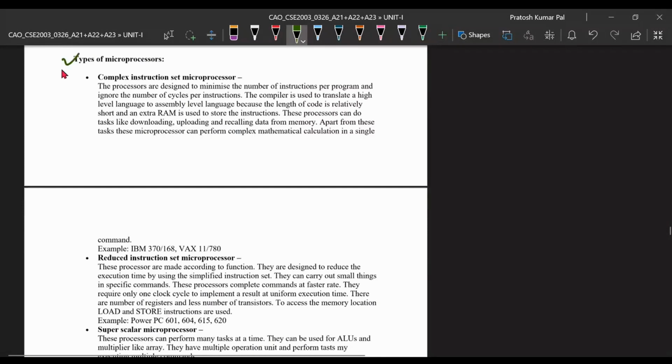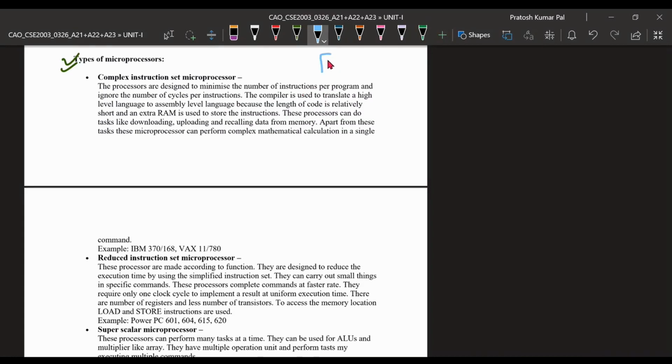In terms of types of microprocessors, we can just go through it here. First, the complex instruction set microprocessor, which we call CISC, or complex instruction set computer. Here the processors are designed to minimize the number of instructions per program and ignore the number of cycles per instruction.